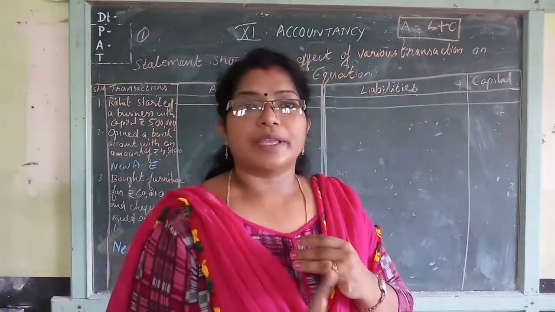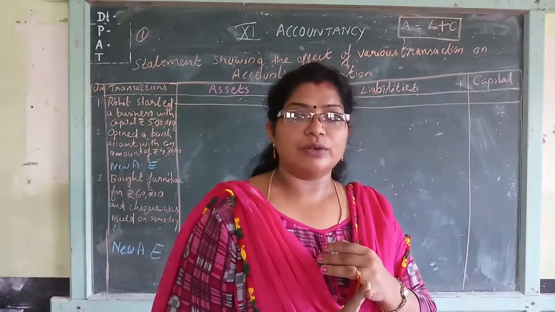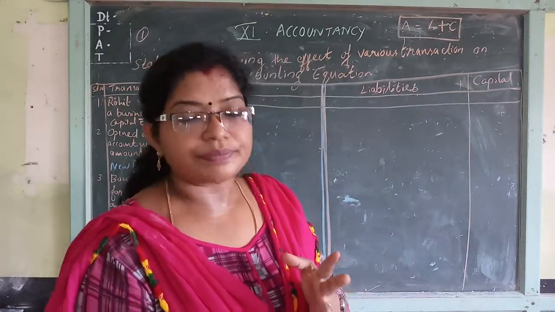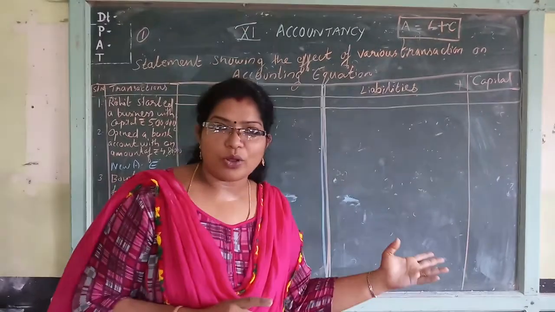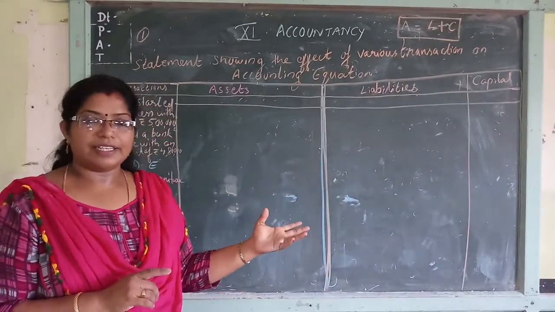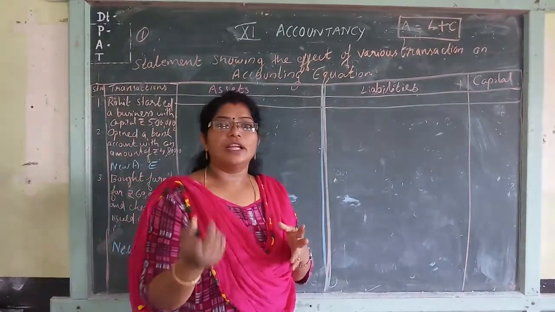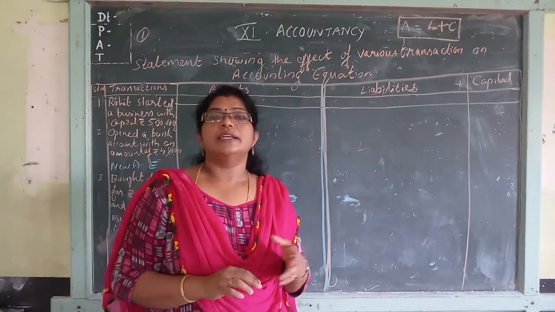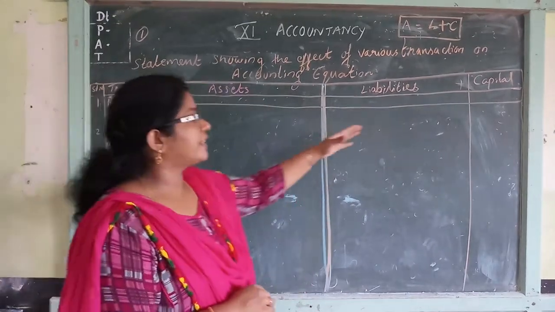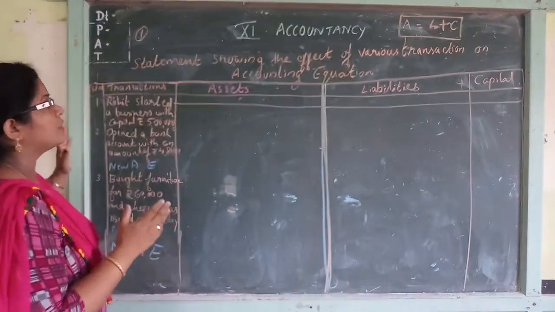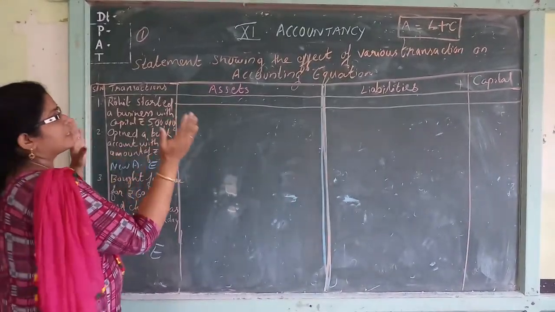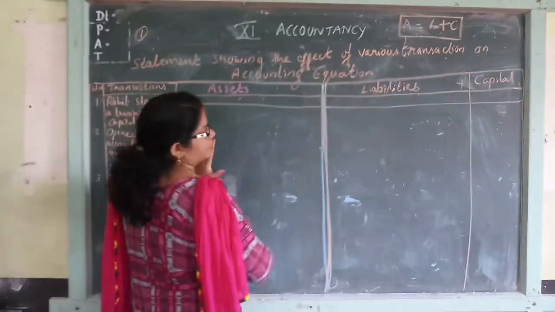One is real capital introduced by the owner. The second one is drawings, which we deduct. And profit is added and loss is deducted. These are the different things that will affect the capital column. So we can start, and see how this formula shows various transactions with the help of this accounting equation statement.